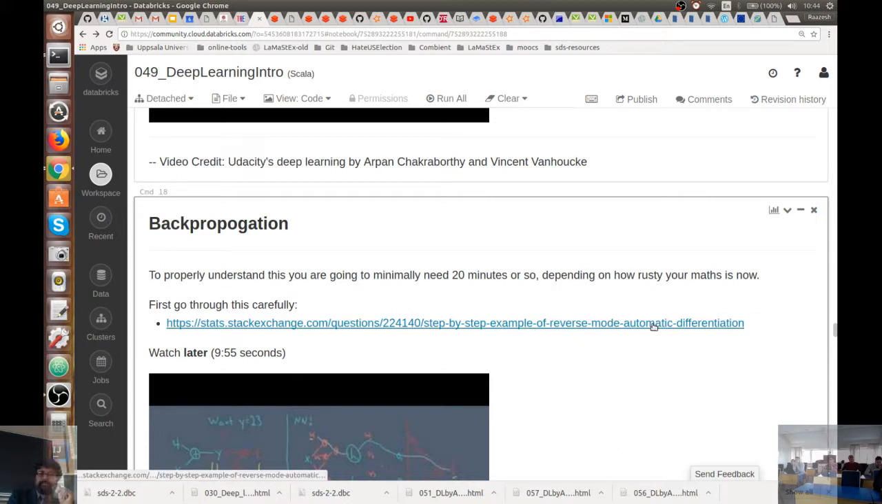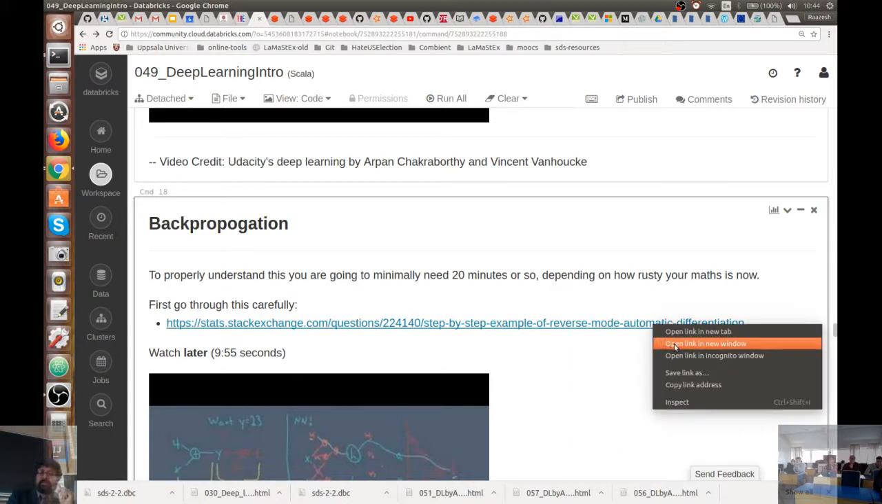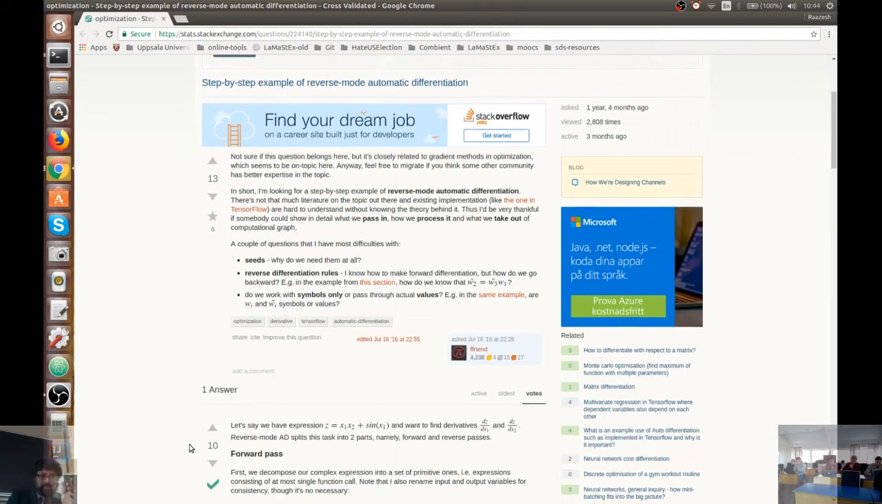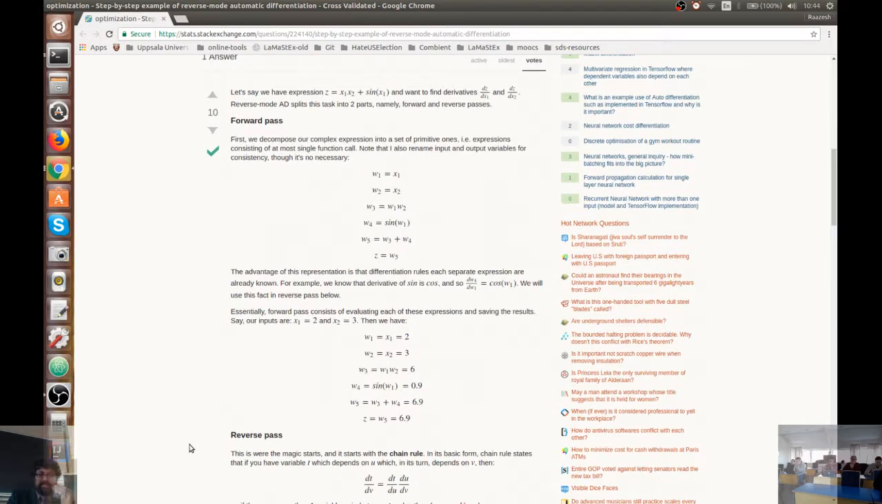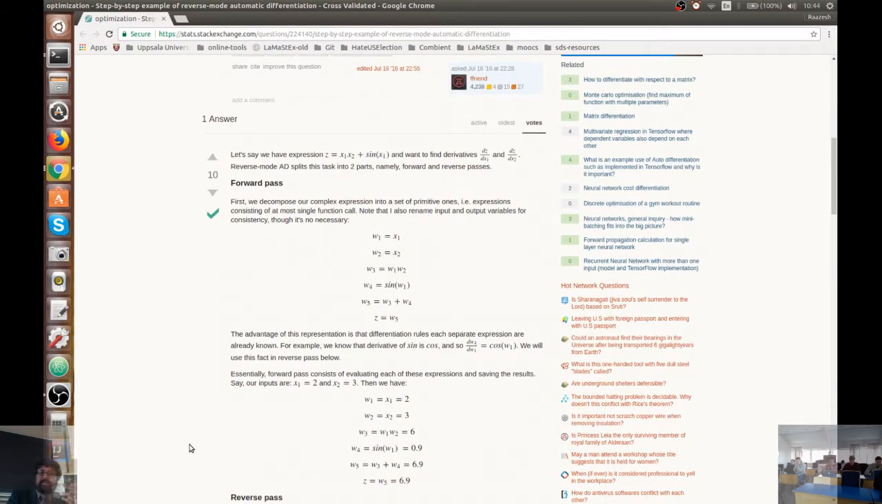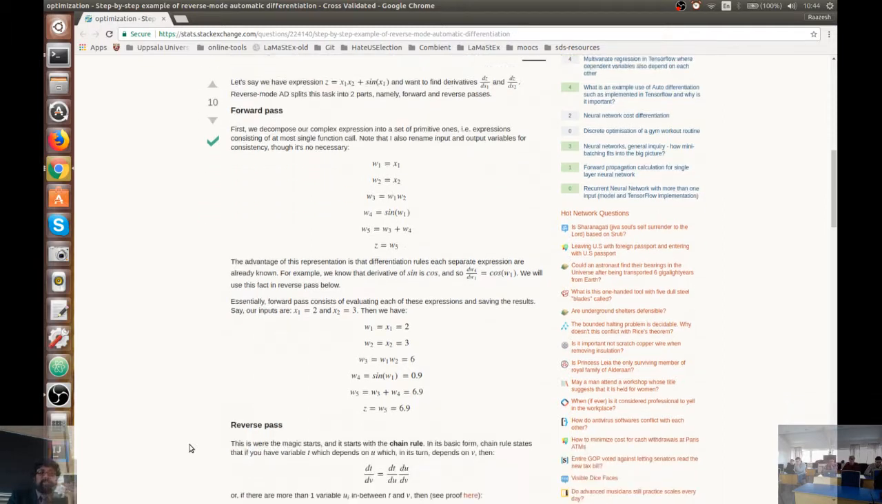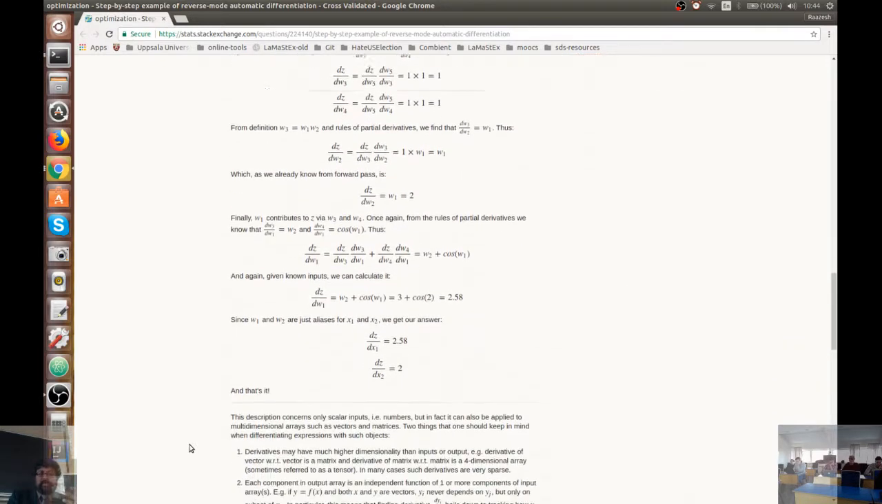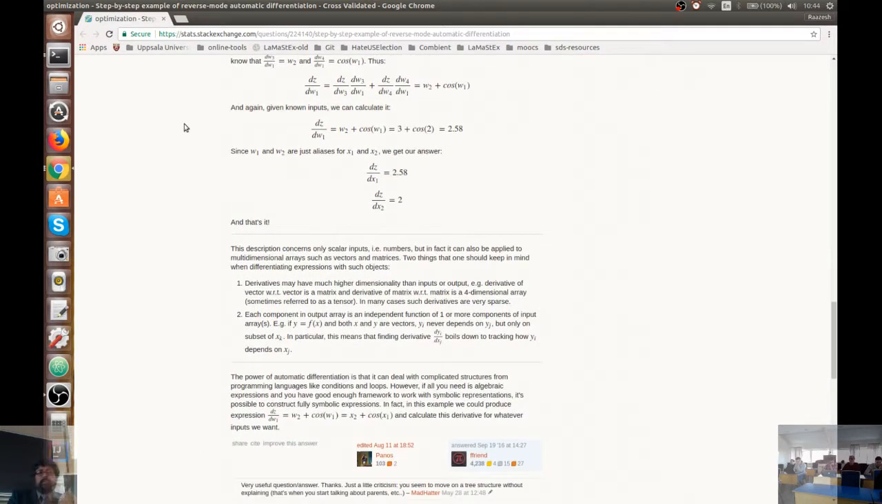Go here. This is a really nice Stack Exchange chat. Walk through this guy's answer. It's very delicate and nicely done in just a simple expression. Z equals x1 times x2 plus sine of x1. So you need to understand what's the forward pass, what's the reverse pass, symbolically, but with the example walk through.